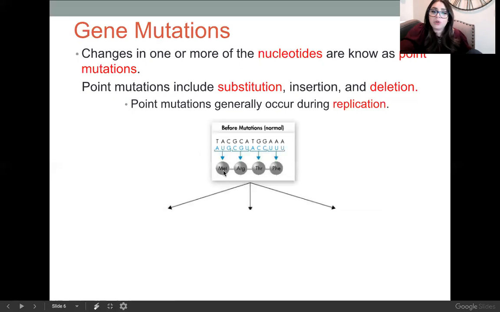Here is my original sequence. On the top in black, I have my DNA. How do I know that's DNA? Well, I see T's, right?